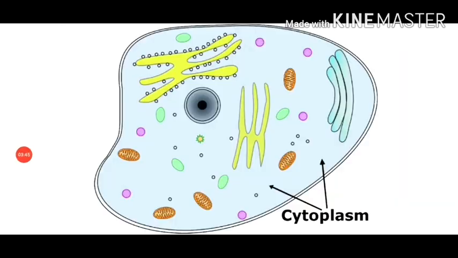Coming on to the another important part of the cell, that is cytoplasm. Now, what is cytoplasm? Cytoplasm is the jelly-like substance which is present between the cell membrane and the nucleus. Various other components of the cells are present in the cytoplasm. The various kind of organelles like mitochondria, Golgi bodies, ribosomes are present inside the cytoplasm. You will be studying about all of these organelles in higher classes.